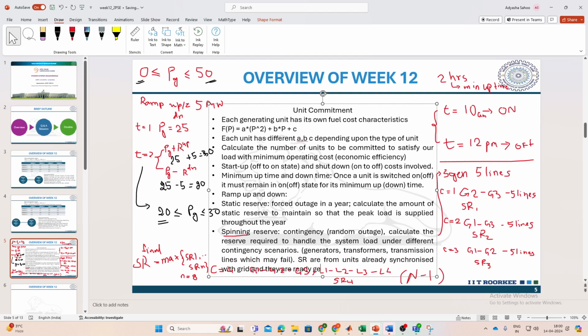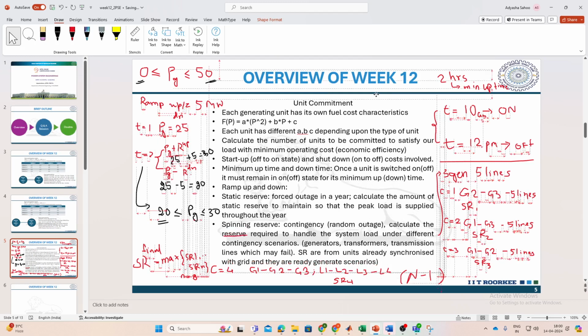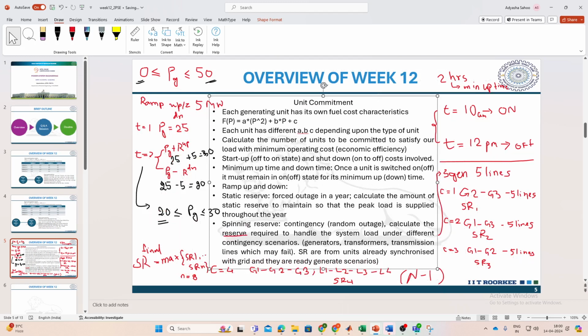because these are emergency scenarios. So if they are not synchronized, there will be time involved for getting ready, right, the startup time basically. So to avoid that, the spinning reserves are those where the units are ready to generate power and they are already in synchronism with the grid. So that is your spinning reserve.